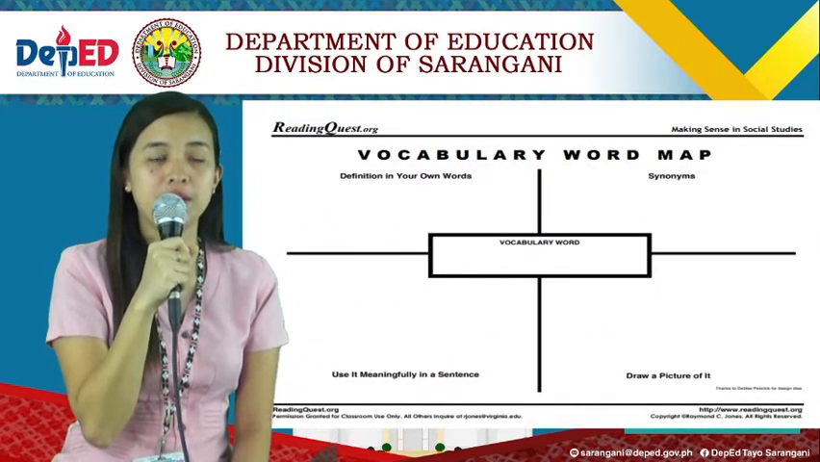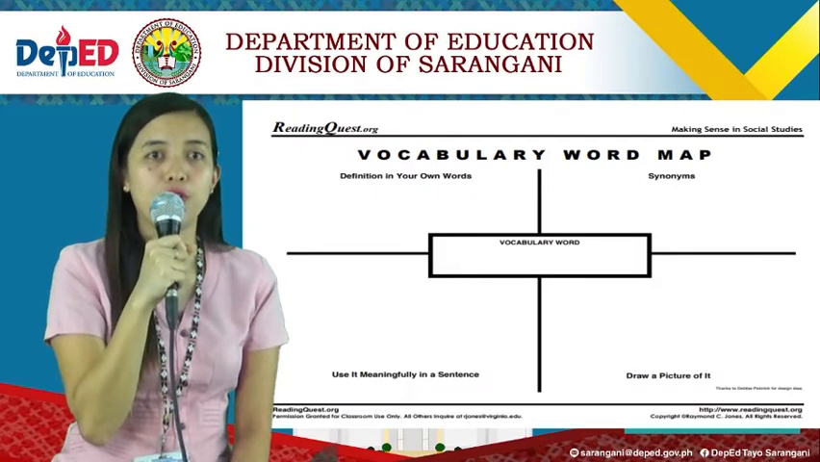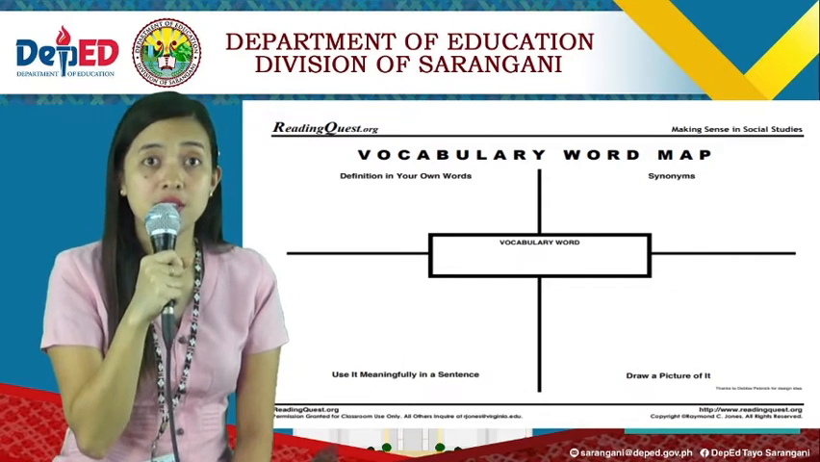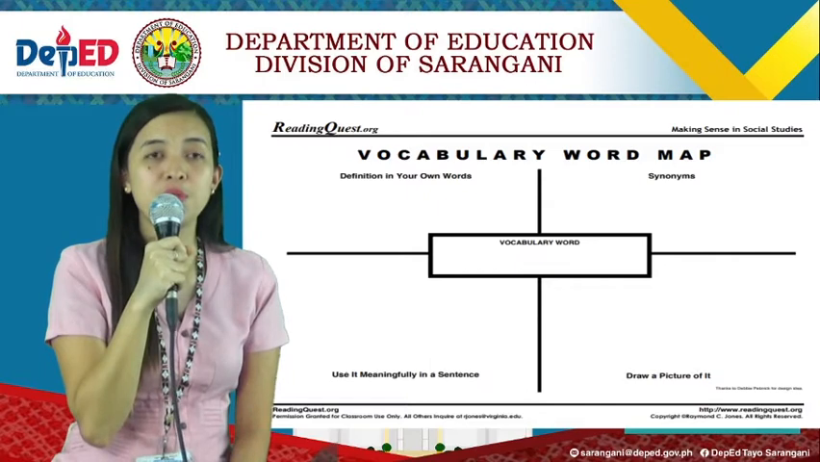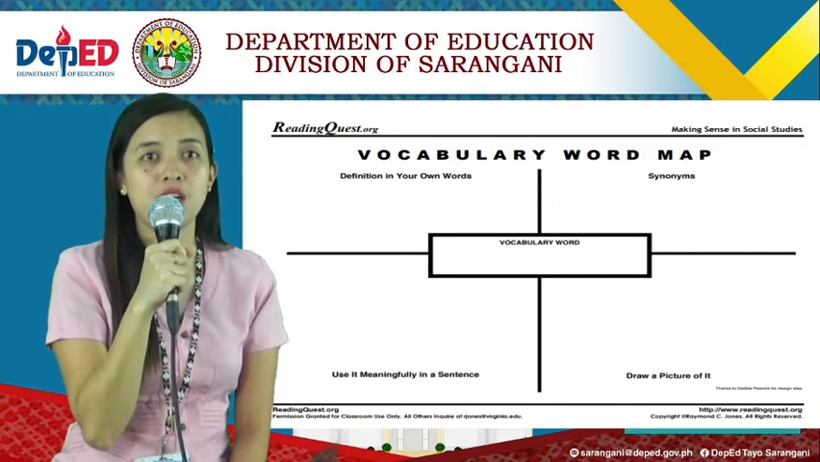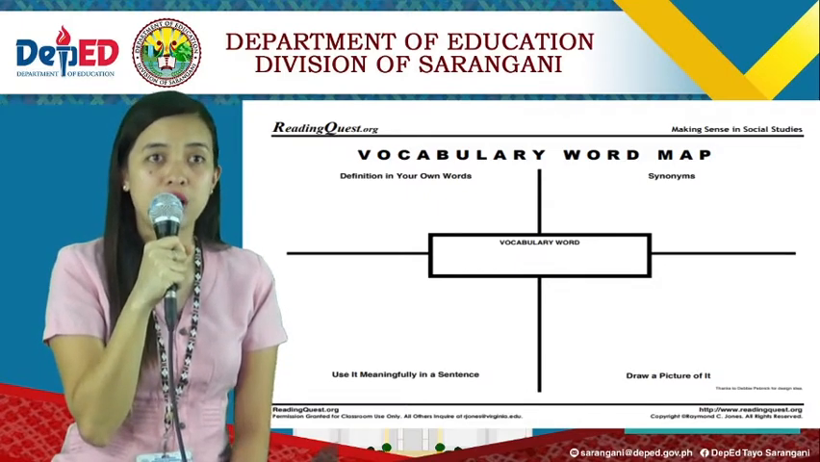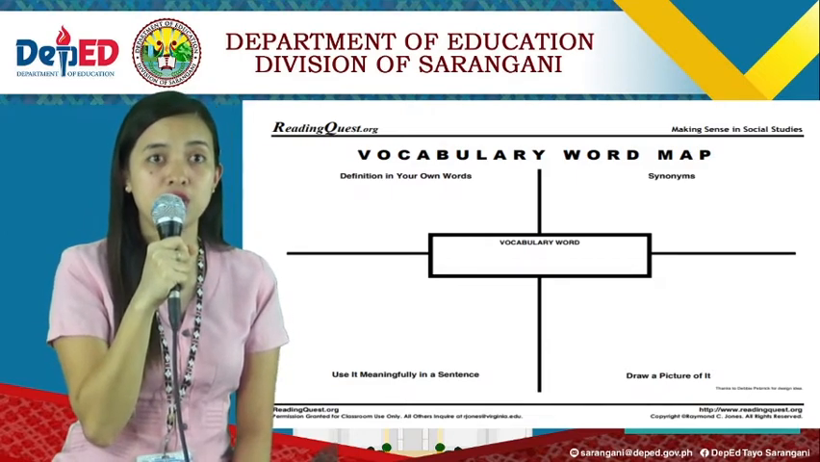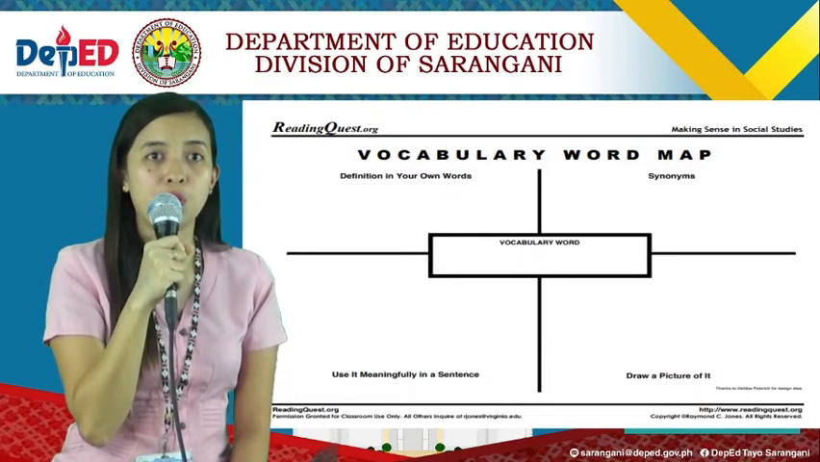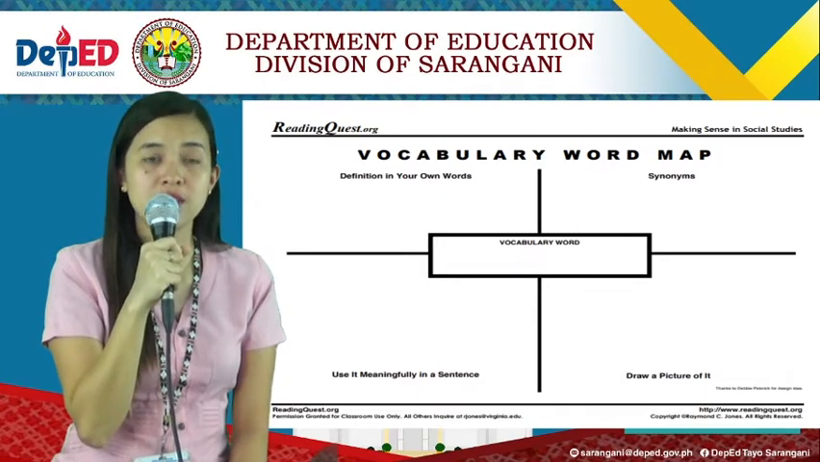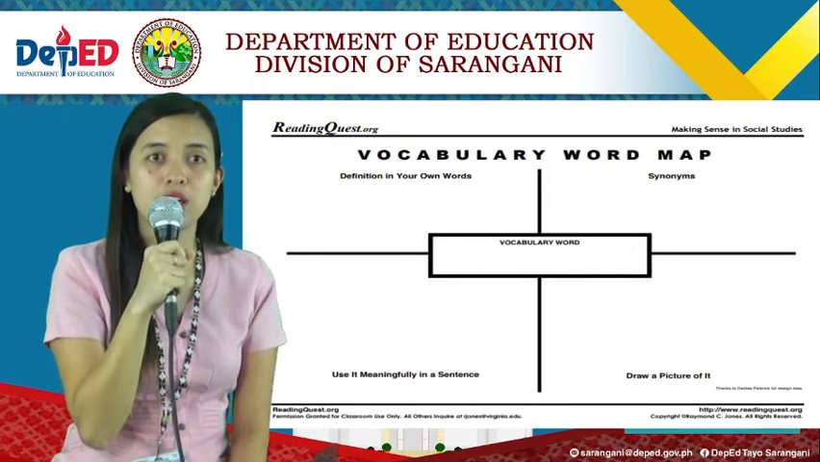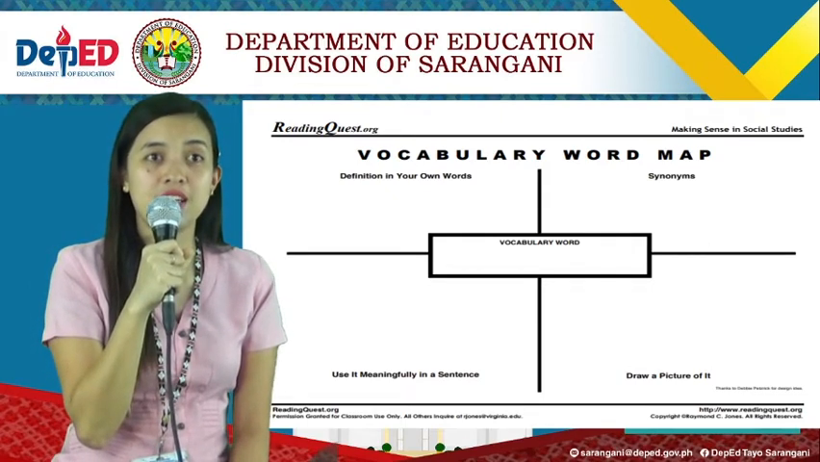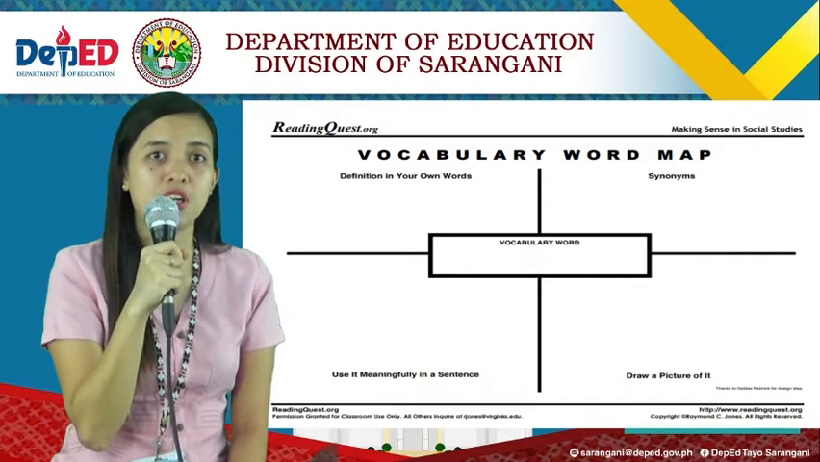So I have here an example of a graphic organizer. We have this vocabulary word map. This is in the subject of Making Sense in social studies. It is very important to take note that vocabulary can not only be developed in language subjects like English, Filipino, and MTB. We can also integrate and develop this in other subjects like social studies, Araling Panlipunan, music, arts, PE, and health. So for example, we have this vocabulary word map.